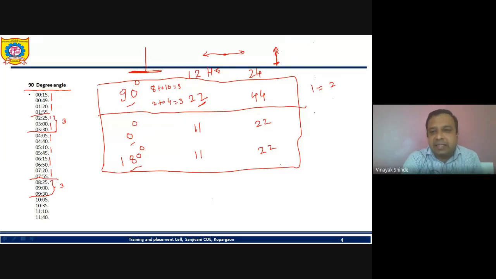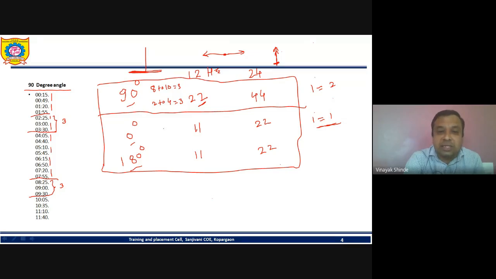Okay, then 0 degree means overlapping, means coincide. The minute hand and hour hand coincide with each other. So for every hour, we get one 0 degree angle. But there are some slots where you do not get the 0 degree angle. There are some time spans where you do not get it.